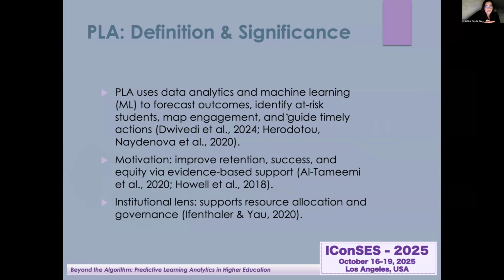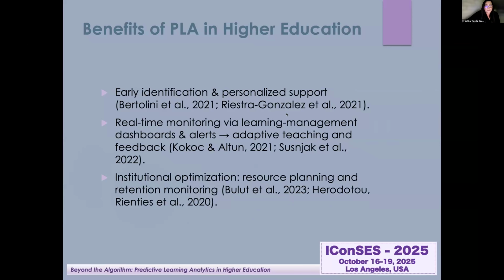So, what is the main motivation of predictive learning analytics? Actually, to improve student retention, success, and equity based on the data provided through predictive models. If you look from institutional perspectives, we can say that higher education institutions can allocate their resources effectively based on the data provided from predictive learning analytics. So there are a lot of benefits of predictive learning analytics, as you may see.